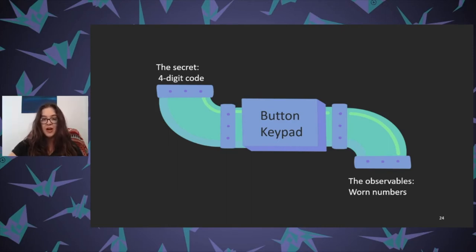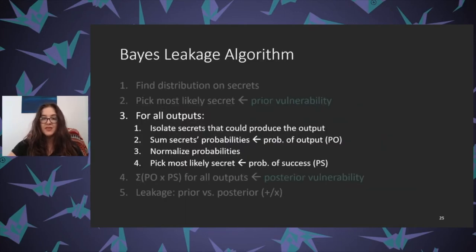Is this an acceptable flow? How bad is this really? So now that we've defined our outputs, for every possible output, remember there are 385, we need to do the following steps. Isolate the secrets that could produce the output, sum their probabilities and get the probability of that output, normalize these probabilities, and pick the most likely one.